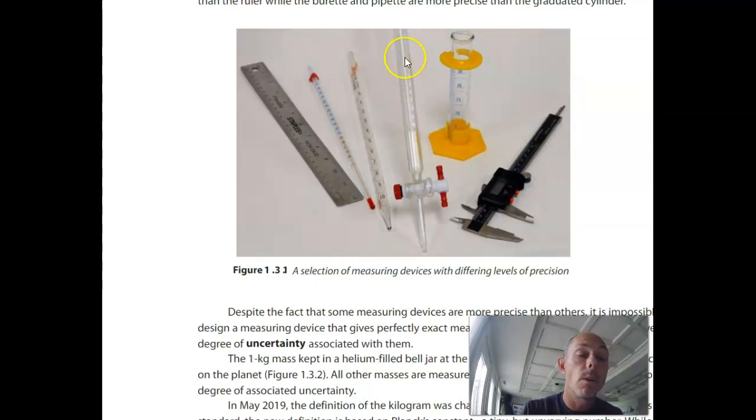This burette, which is a more precise device, and I'll talk more about that word in a bit, is incremented to the nearest tenth of a milliliter. And because those increments are smaller, it makes it more precise. This pipette is also incremented just to the tenth of a milliliter. So it would have the same degree of precision as would this burette.